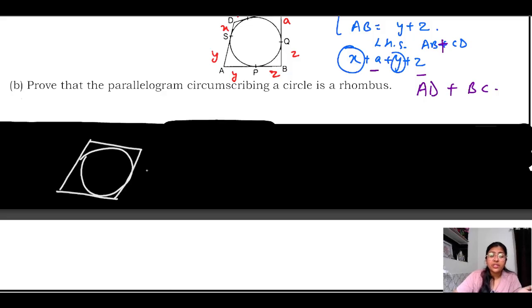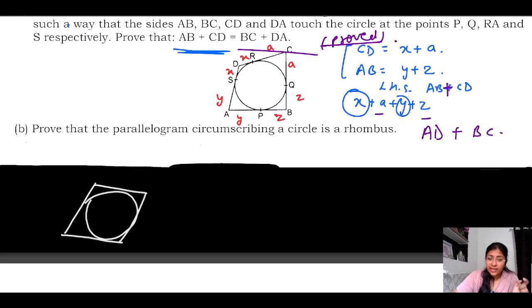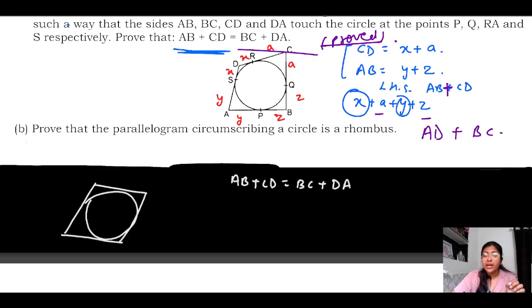This is a parallelogram which is circumscribing a circle. Is it a rhombus? Okay, see this. We had proved the relation, so we can use it like this: AB plus CD is equal to BC plus DA. We had read that the quadrilateral which is circumscribing a circle has the property that the sums of the opposite sides are equal.